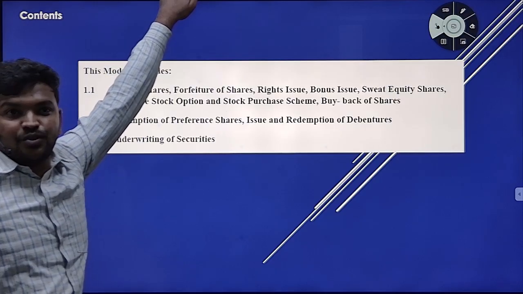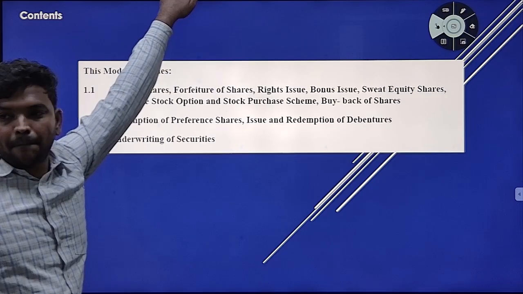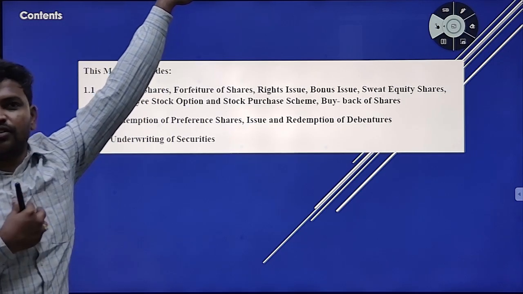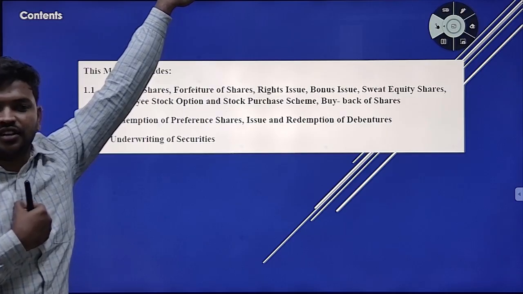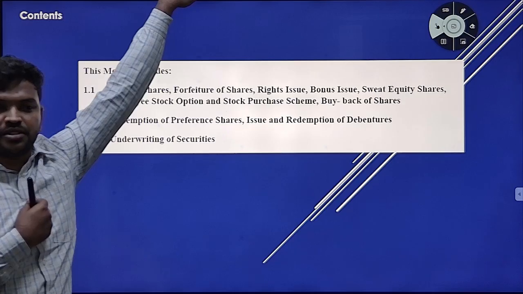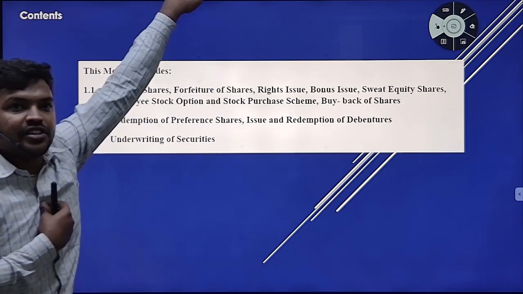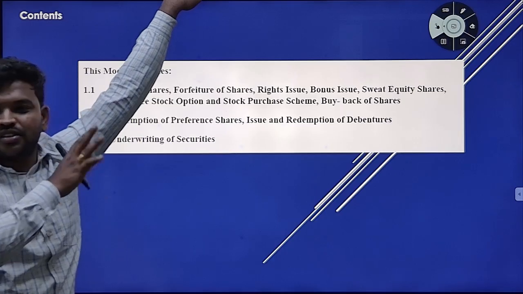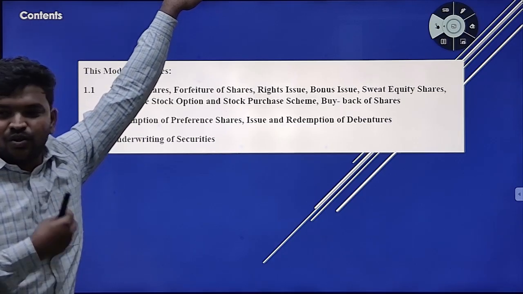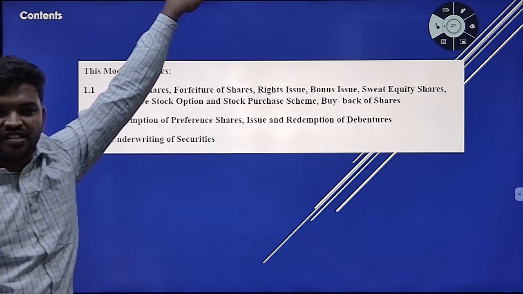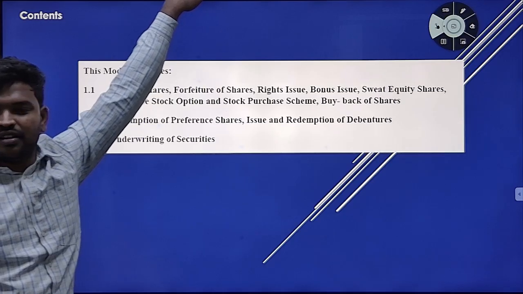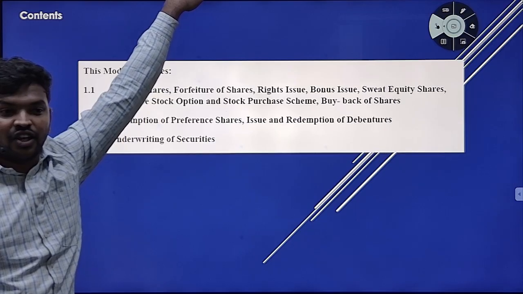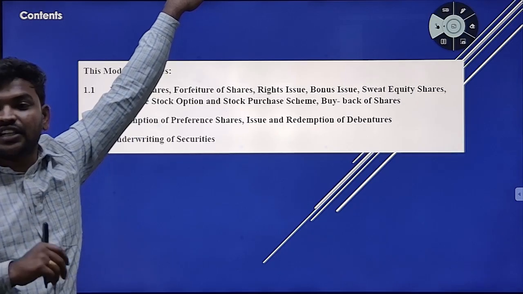Rights issue. What is rights issue? Anyone, any idea? I am the existing shareholder of ITC, Indian Tobacco Company. Yes, that is a big company, an FMCG company. I purchased its shares back in 1995, I would say 1995. Okay. Today is 2025, right? How many years has it been? 2005, 2015, 2025, 30 years.